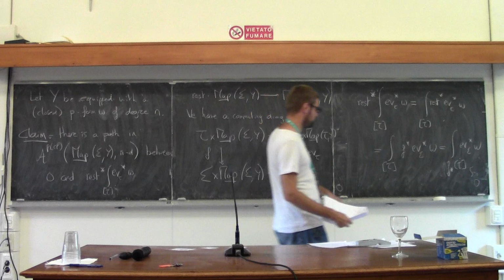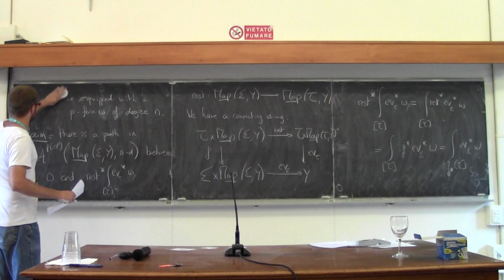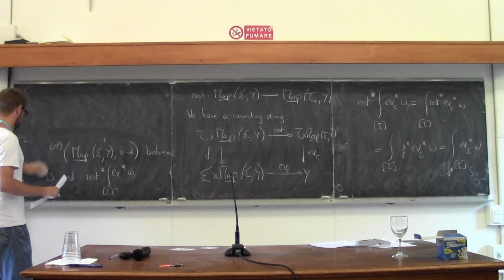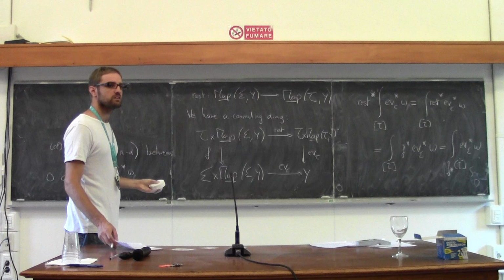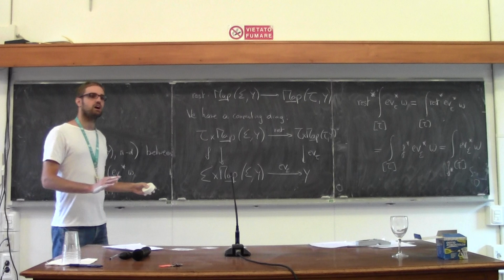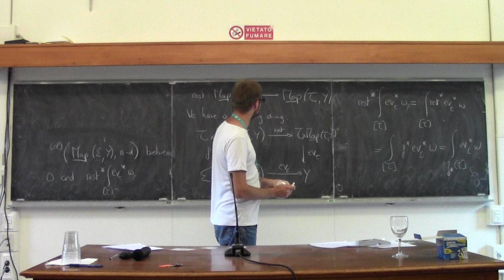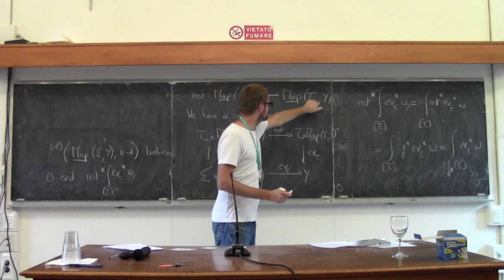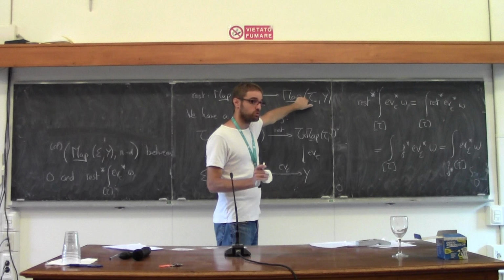So is the map from sigma to y Lagrangian in the map from tau to y? If y was symplectic, it probably was symplectic. No, I did not assume any non-degeneracy condition on y. So if I put a symplectic structure on y, and there is a boundary structure on the map from tau to sigma, then this map is isotropic.